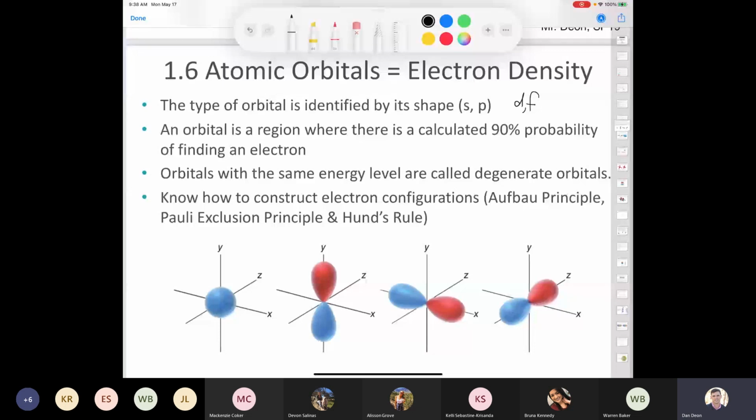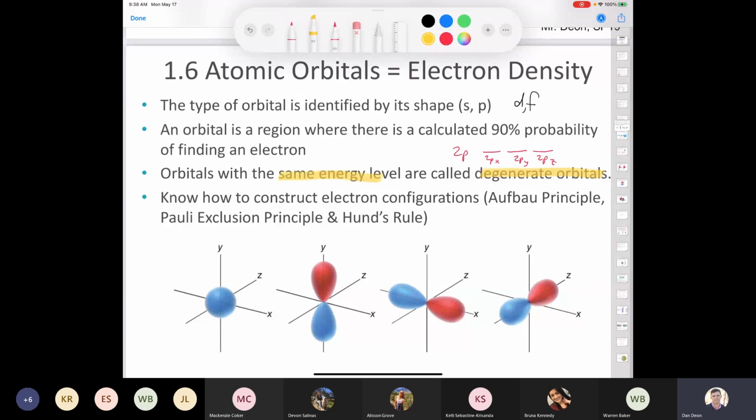We need to know that orbitals that have the same energy level are called degenerate orbitals. So let's say we're talking about 2p orbitals, for example. Right? You have the 2p orbitals, you have the 2px, the 2py, and the 2pz. These are all the same energy level, the 2px, the 2py, and the 2pz. And so these are degenerate, right? Same energy level are degenerate.